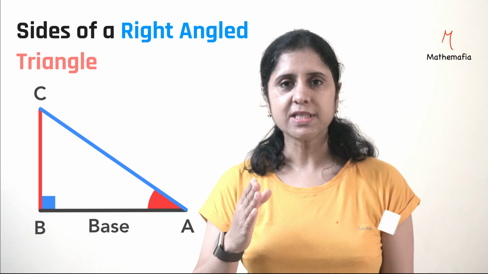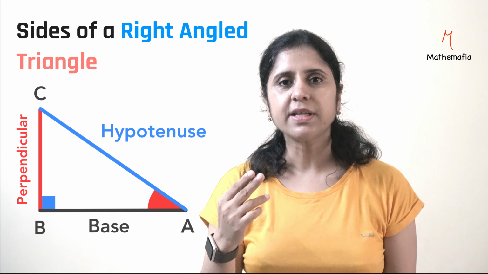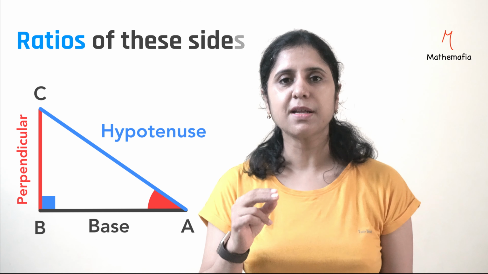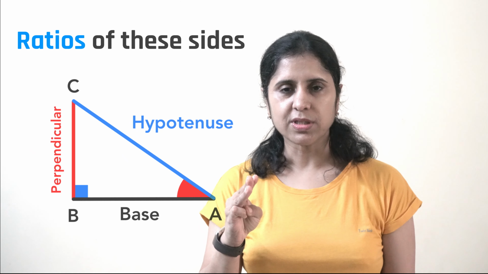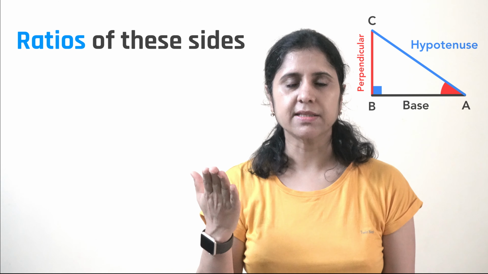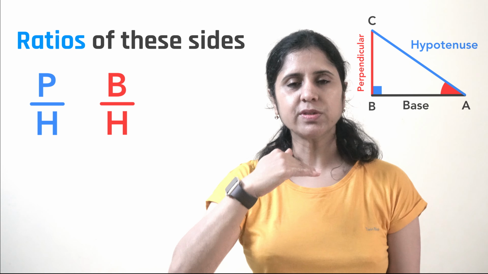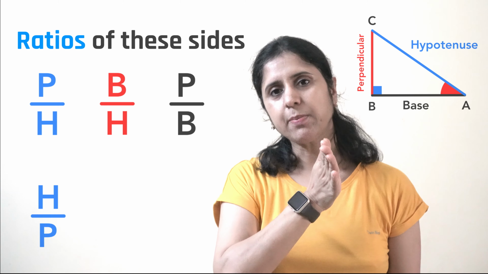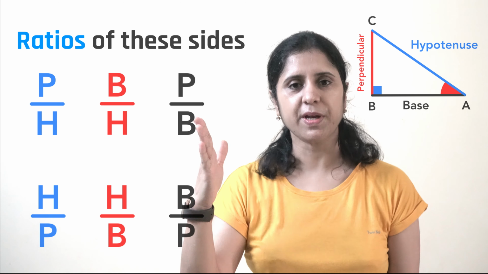So now we know which side is base, which side is perpendicular, and which side is the hypotenuse of the triangle. From this, we will derive the different ratios. So sine, cos, tan, what are these? These are nothing but different ratios of these sides. We have 3 sides in total. So how many ratios can we have? 6. Perpendicular upon hypotenuse, base upon hypotenuse, perpendicular upon base, and then the inverse of these ratios. Hypotenuse upon perpendicular, hypotenuse upon base, and base upon perpendicular.